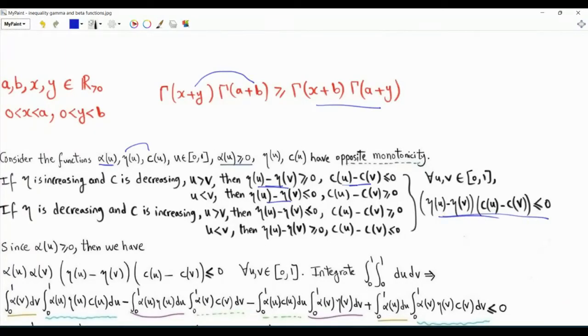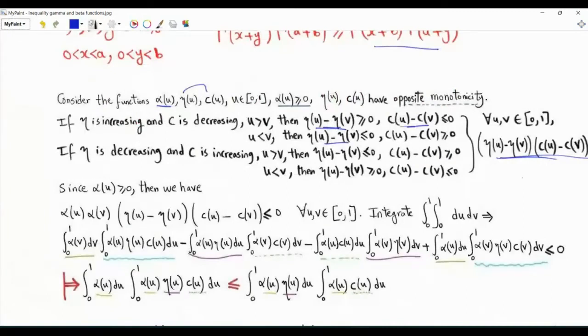So this inequality here, that eta of u minus eta of v in a bracket times c of u minus c of v in another bracket, this is always the product of a non-negative quantity and a non-positive quantity, and the product is non-positive. And this is true for every u and v living in this closed interval from 0 to 1. Now, function alpha is non-negative, and so multiplying this inequality by function alpha will not change the inequality because we are multiplying by a quantity that is non-negative. So we will multiply by alpha of u and alpha of v. So this is the inequality that we have.